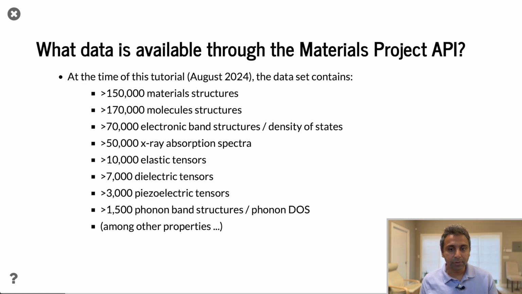As of this recording, the Materials Project contains quite a bit of information. It contains over 150,000 crystal structures. It contains over 70,000 electronic band structures. It contains tens of thousands of elastic tensors, dielectric tensors, phonon band structures, etc.